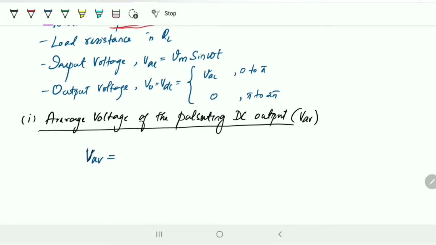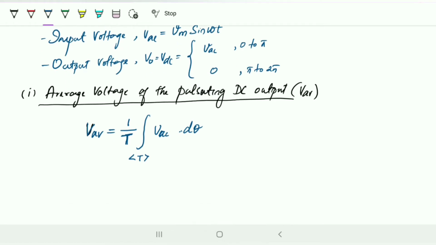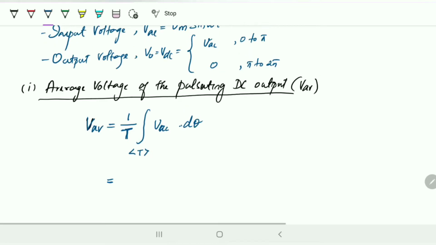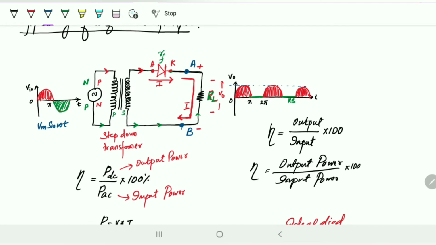VAV is given by the general formula: 1 divided by the full time period of conduction, and the integral during the time period of the input value VAC with respect to theta. The theta is nothing but the angle, that is 0 to 180 degrees and 180 degrees to 360. So when I write this expression for the given waveform, I'll take this waveform and show you how to write this.